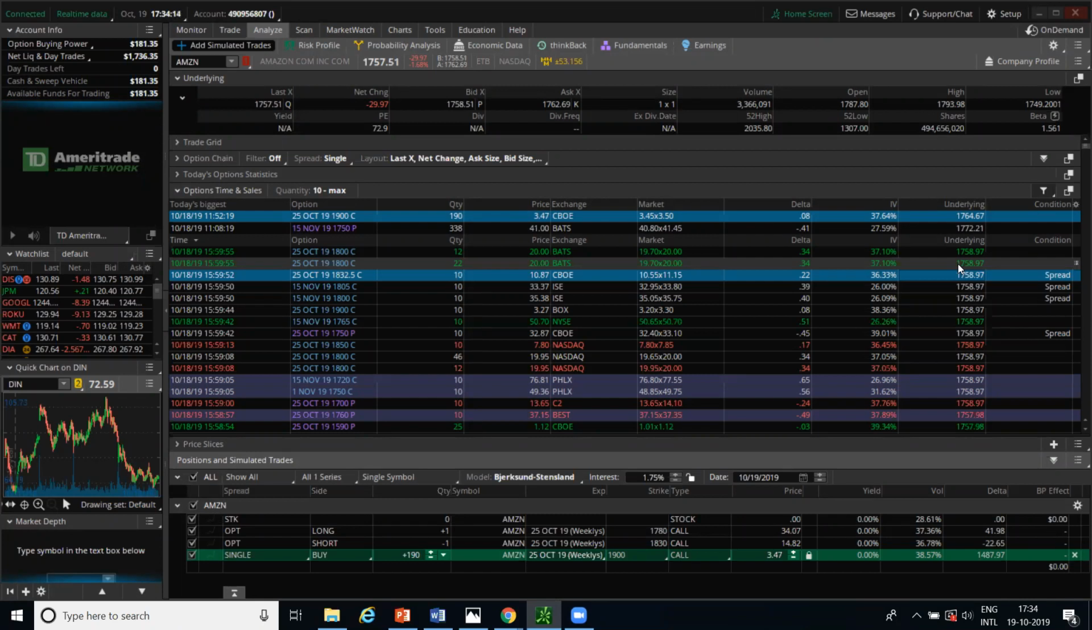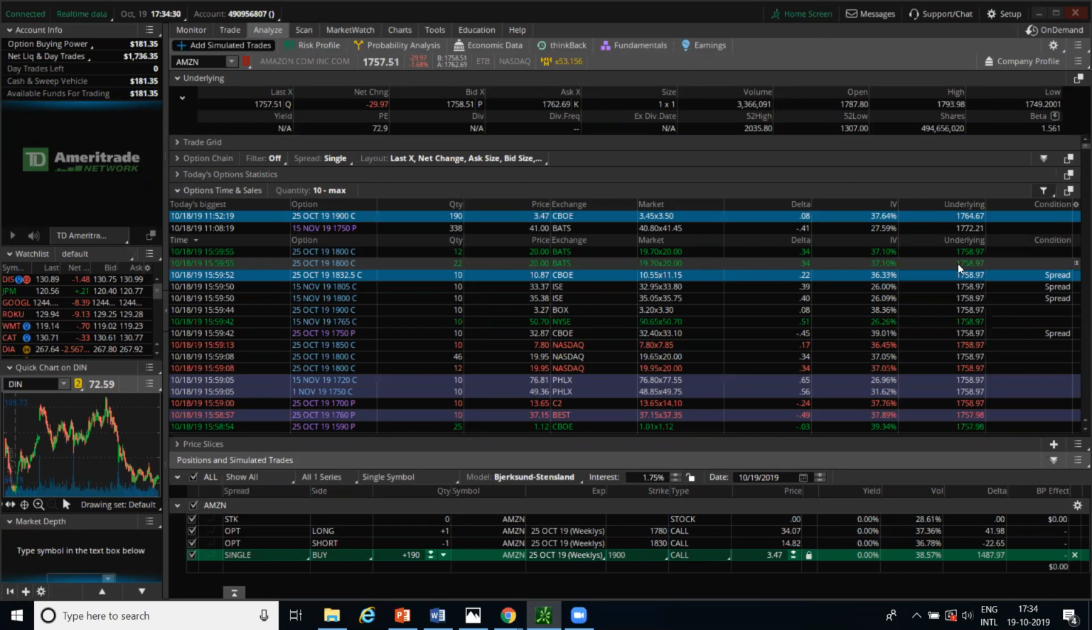Naval, what percentage of your portfolio do you keep for stocks and what for options? I have zero stock in my portfolio, literally zero.